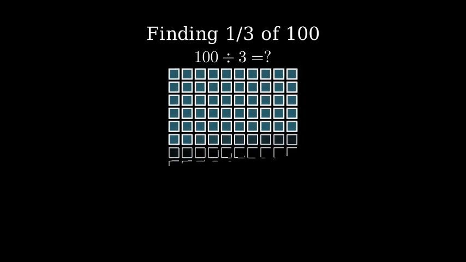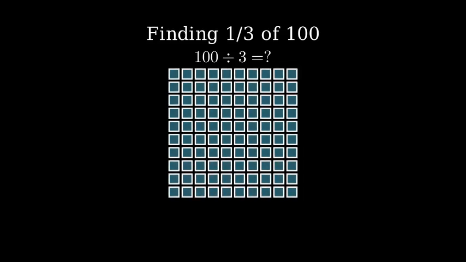Here we have 100 squares arranged in a 10 by 10 grid. We want to split these squares into 3 equal groups. Let's solve this step by step. First, we can think of this as dividing 100 by 3. 100 divided by 3 is the same as asking, what number times 3 equals 100?